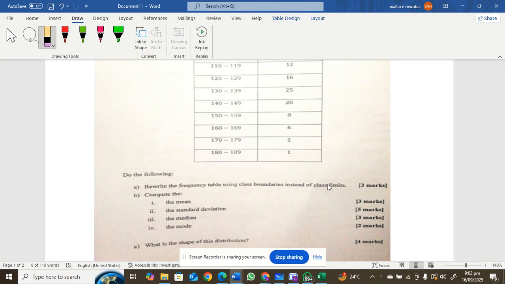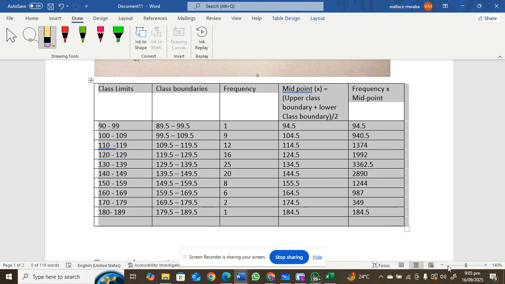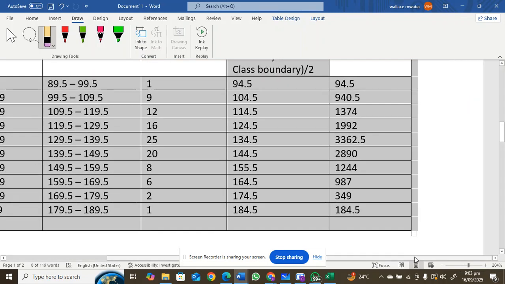Usually the reason why we convert class limits into class boundaries is to accommodate any decimal numbers. Basically, we're trying to close the gaps between the class limits. So the first thing we need to do is come to our class limits, which are here.